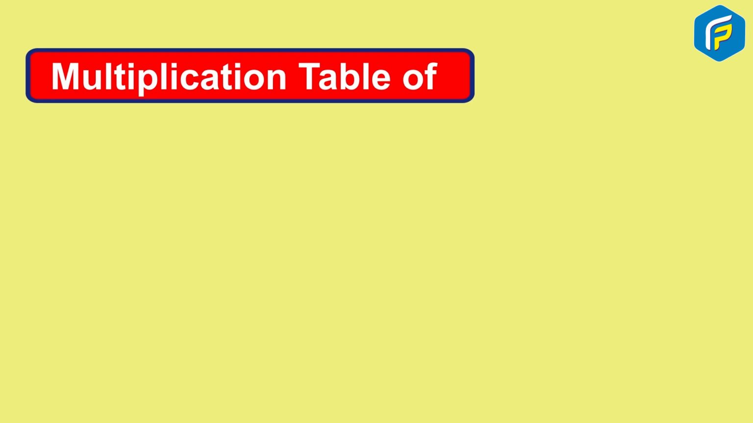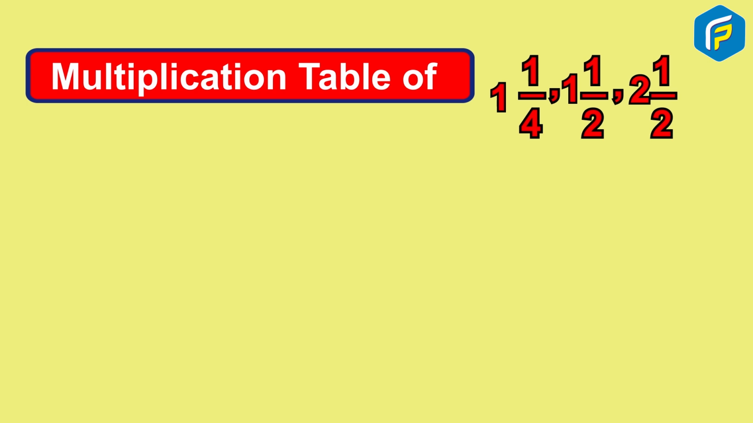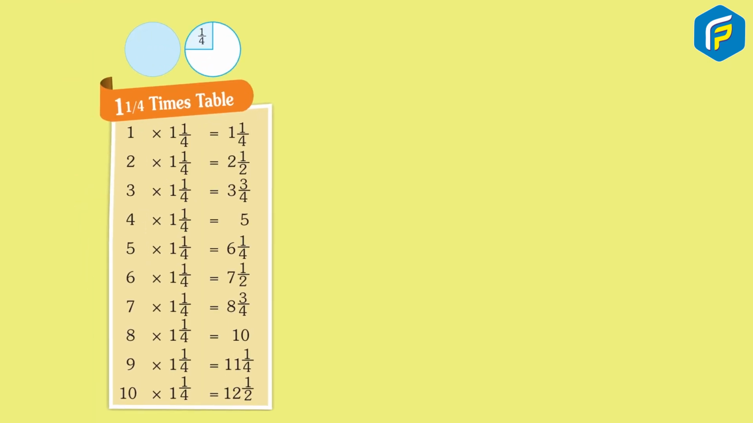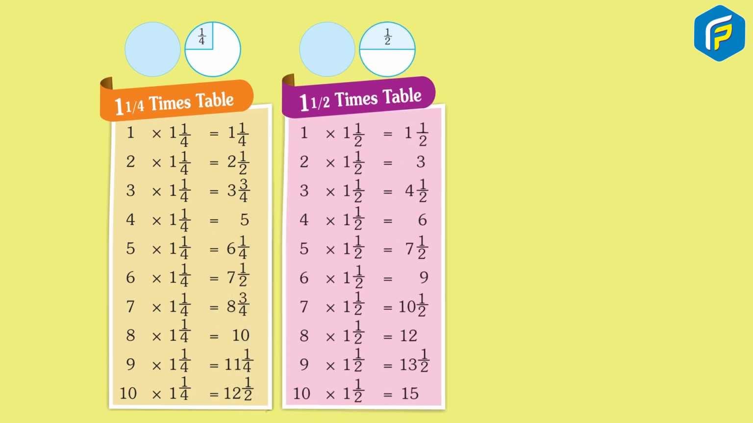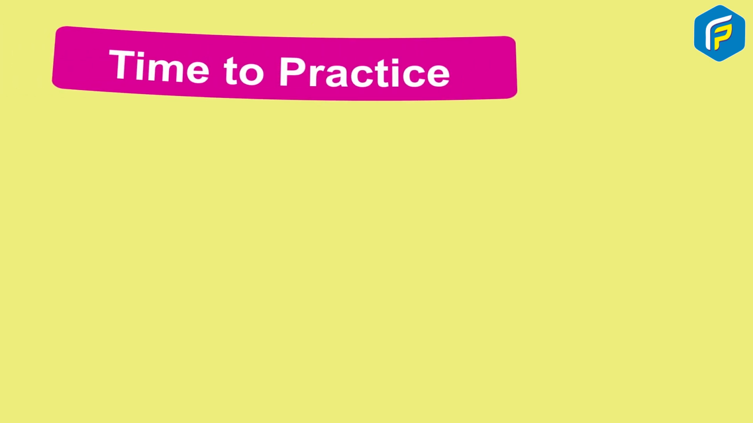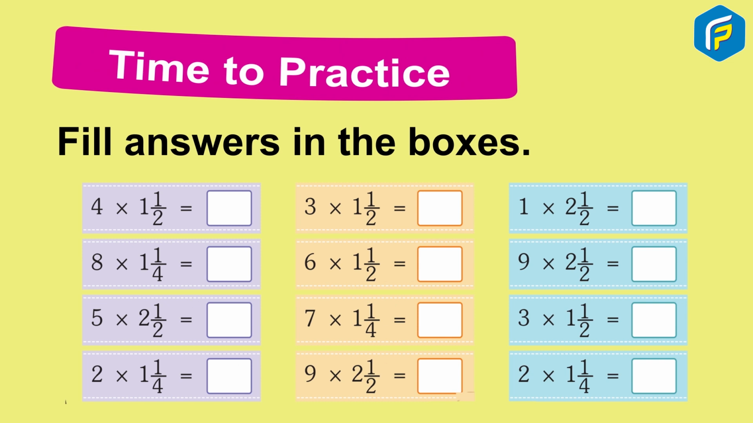Multiplication table of 1, 1 by 4, 1, 1 by 2, 2, 1 by 2. 1, 1 by 4 times table. 1, 1 by 2 times table. 2, 1 by 2 times table. Time to practice. Fill answers in the boxes.